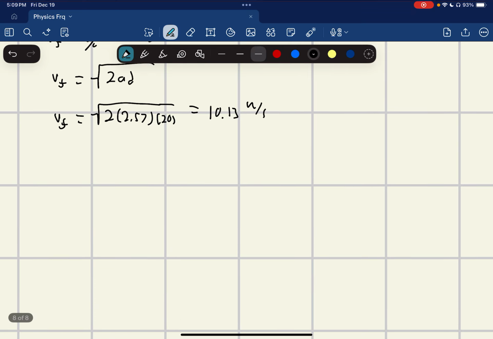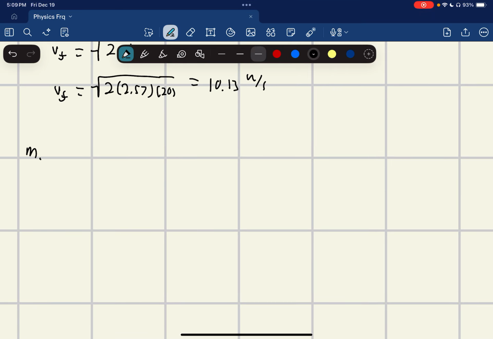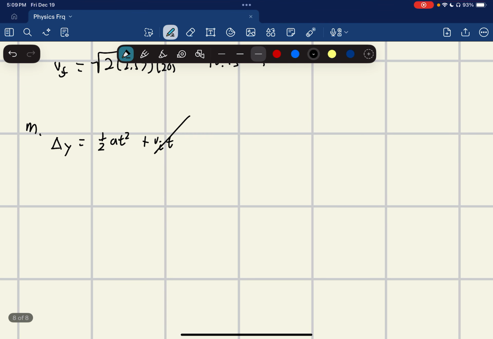Part M. Part M asks us to calculate the time required for the hanging block to cover the distance of 20. So here I would use one of our displacement formulas, which is change in y is equal to 1/2 at squared plus Vit. But once again, the block starts at rest, so we can just cross that out. And then the change in y, which is 20, is equal to 1/2 times A, which is 2.57, times t squared.